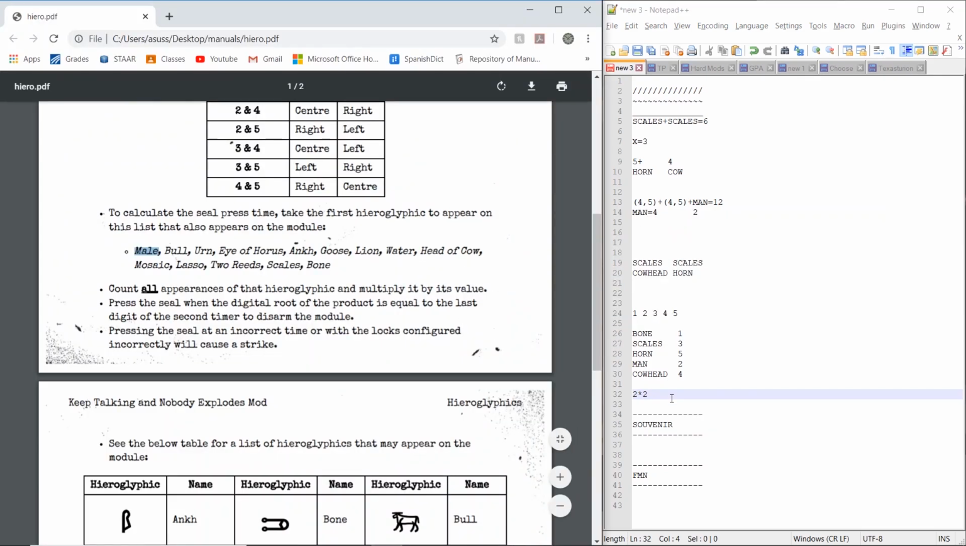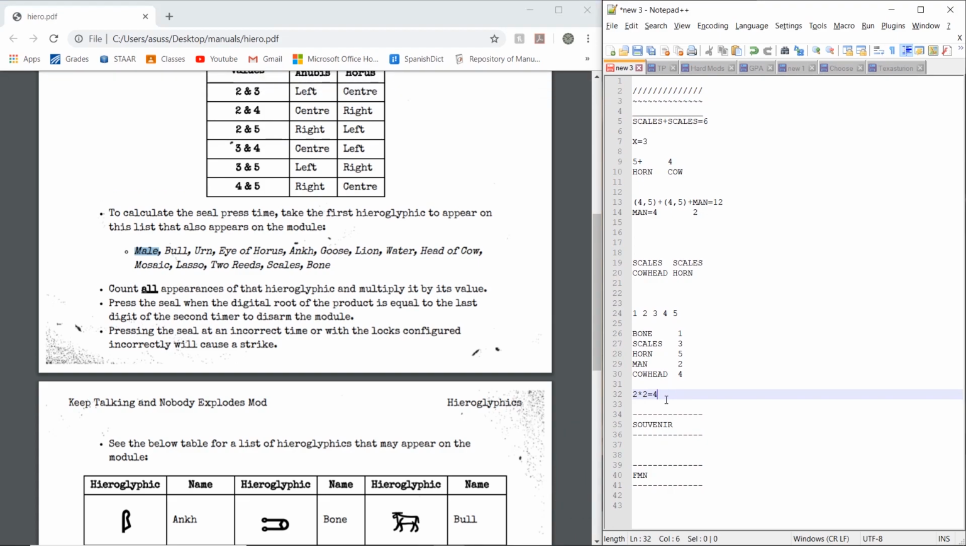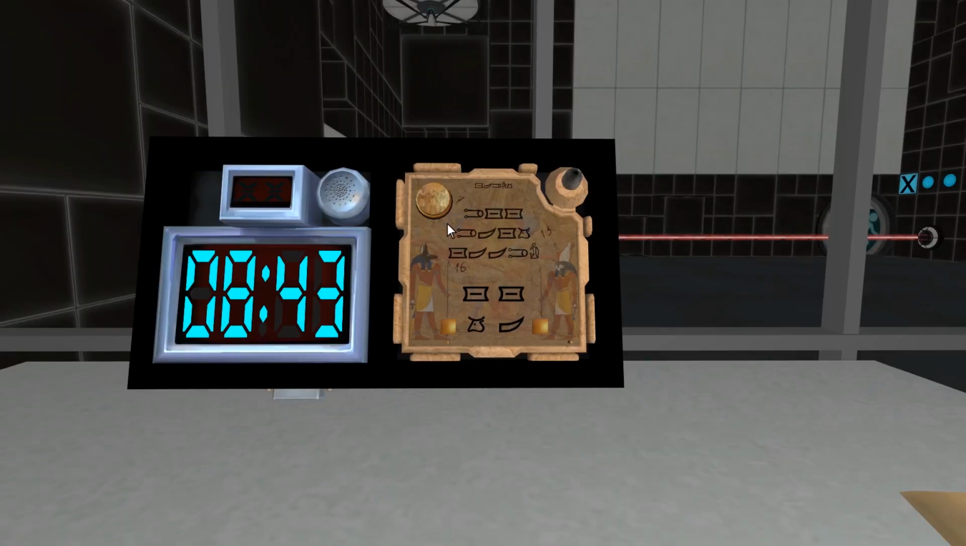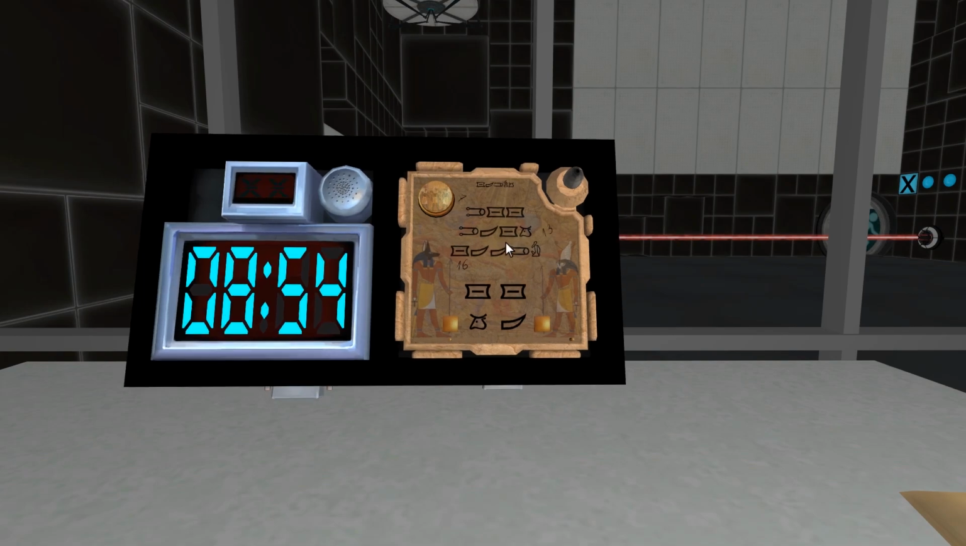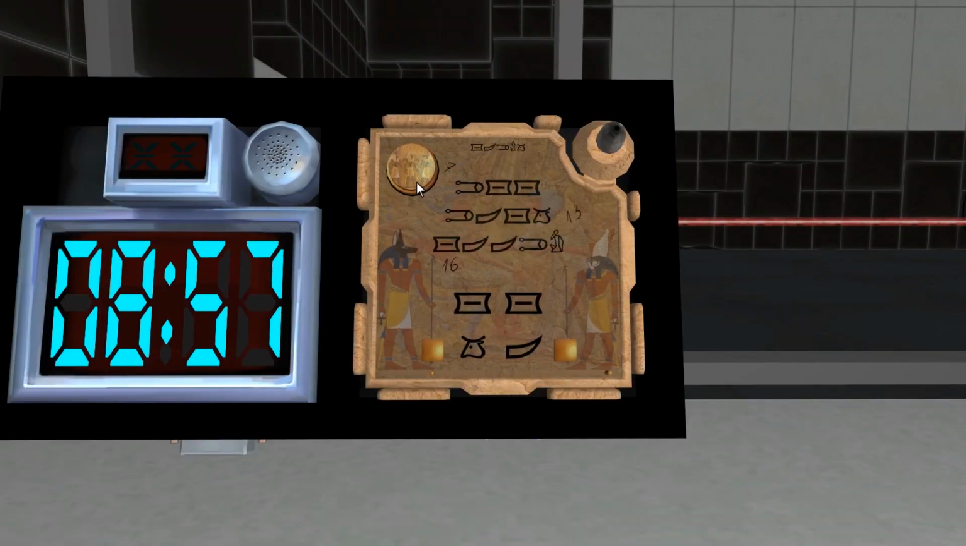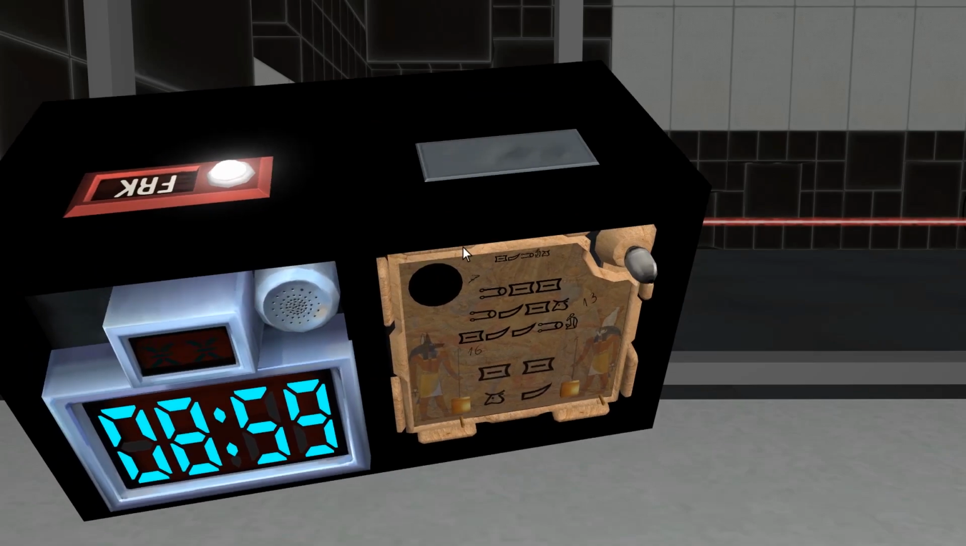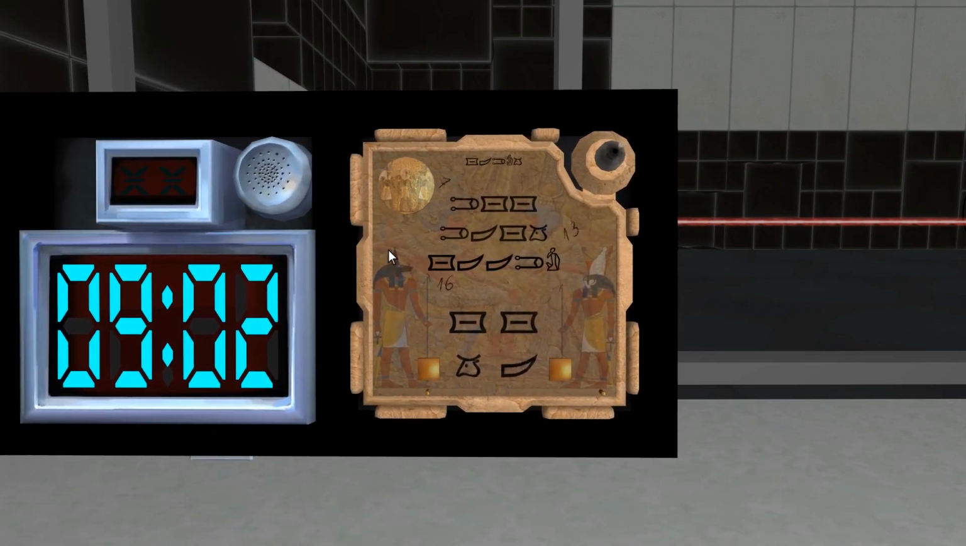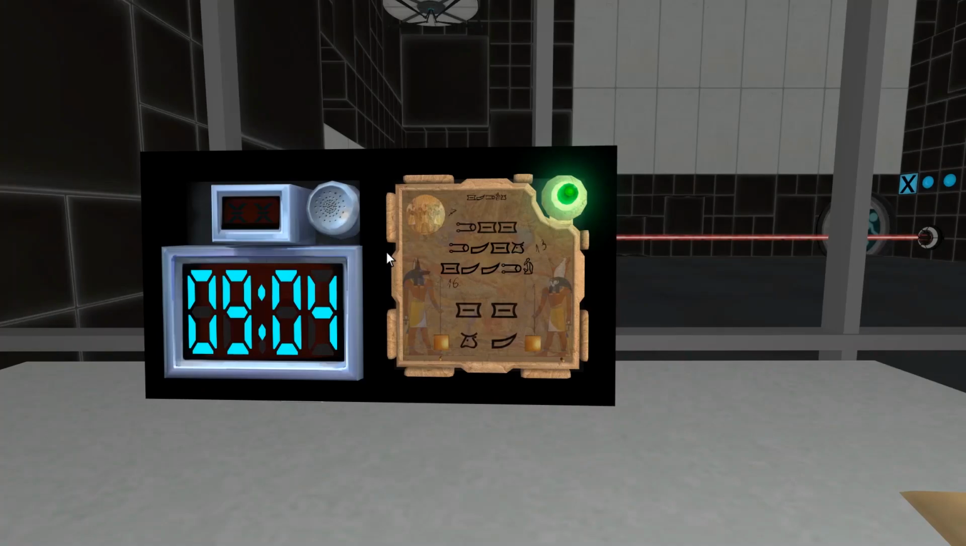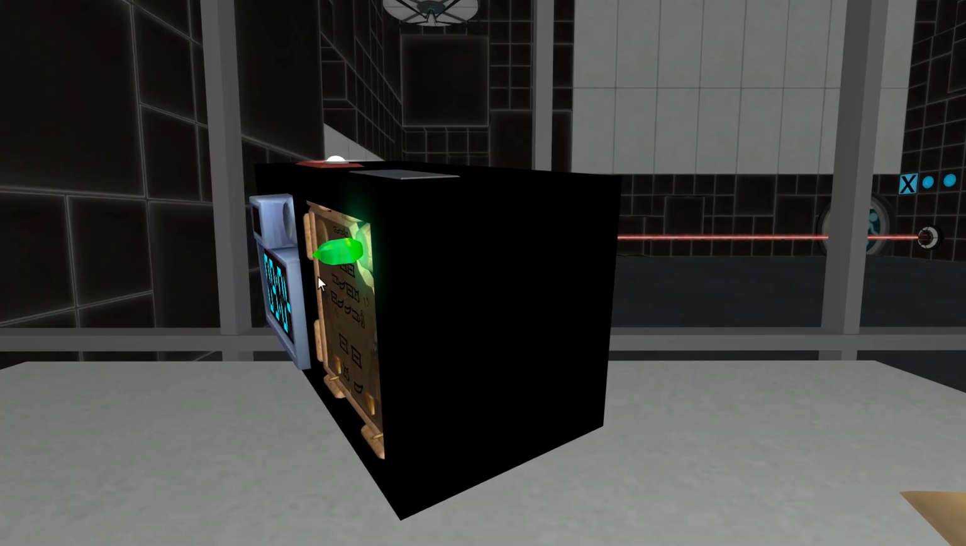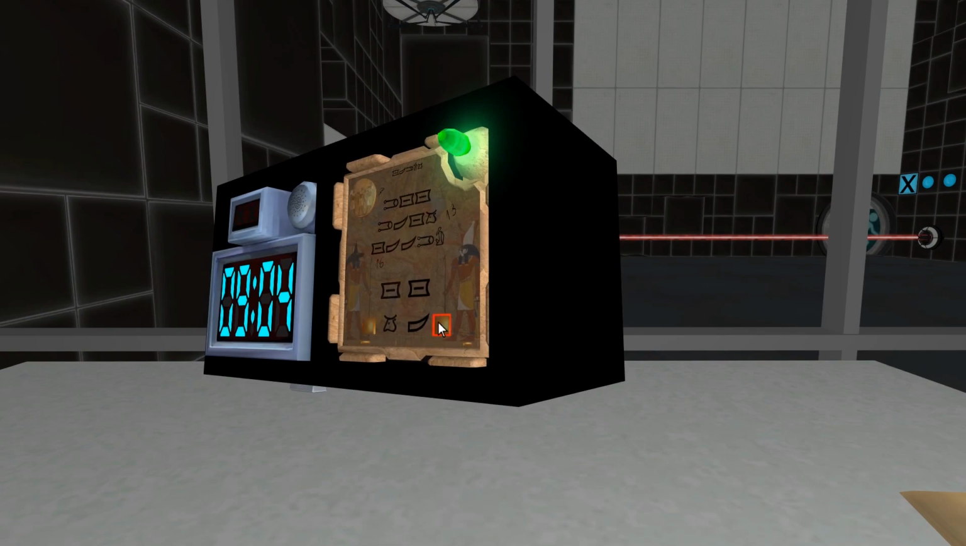We then take the product of what we just did, and we take the digital root. So, digital root of 4 is 4, and we press the submit button when the last digit of this countdown timer is 4. And you know you got it right when this sinks in, and you enter the 10-second long solve animation. This was exactly the way, right now, the thing was meant to happen.